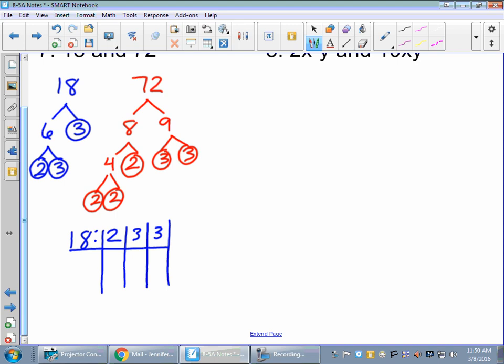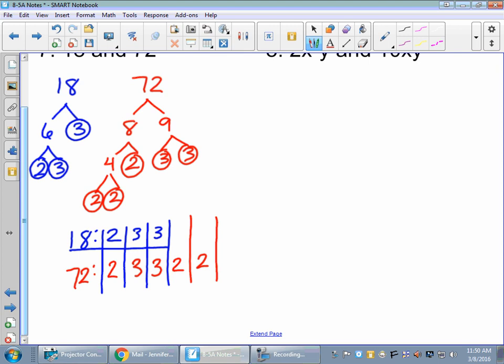Now, if 72 has any numbers where there's a column already made, we can plug them in there. So 18 made a 2 column, so one of these 2's from 72 can go in that 2 column. But it has 2 more 2's, so we have to add another 2 column and another 2 column. And then 3 times 3, well, they can share this 3 and they can share this 3.